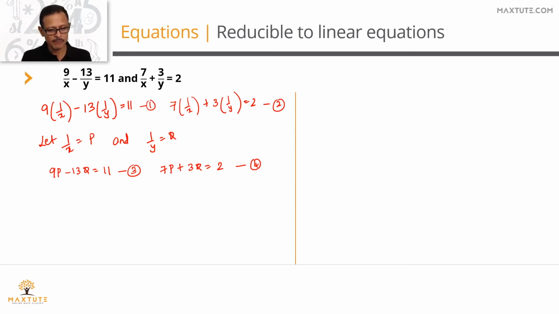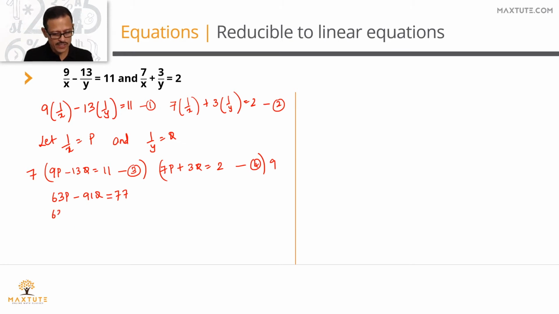Coefficient of p here is 9, coefficient of p here is 7. So let's multiply equation 3 with 7. Let's multiply equation 4 with 9. Let's see what we get. 9 into 7 equals 63p, minus 13 into 7, which is equal to 91q, is equal to 11 into 7, which is equal to 77. Let's multiply the fourth equation with a 9.